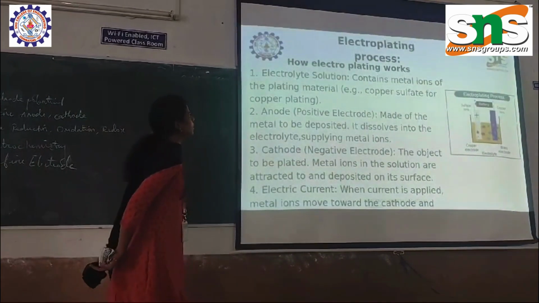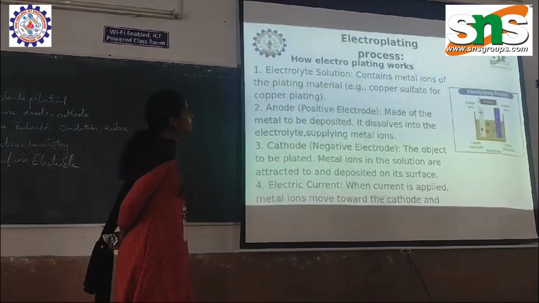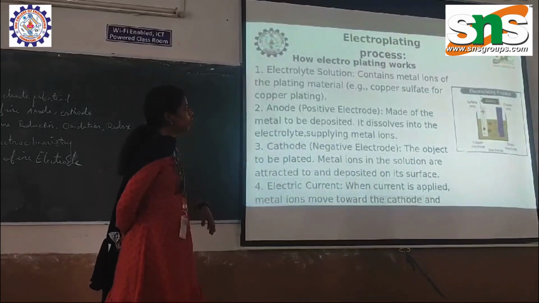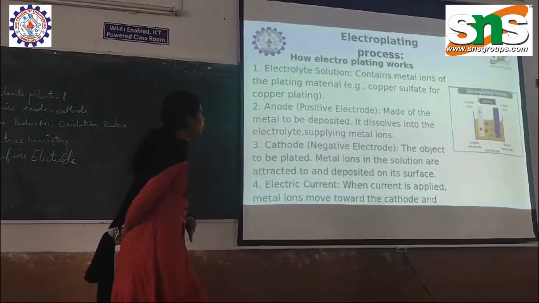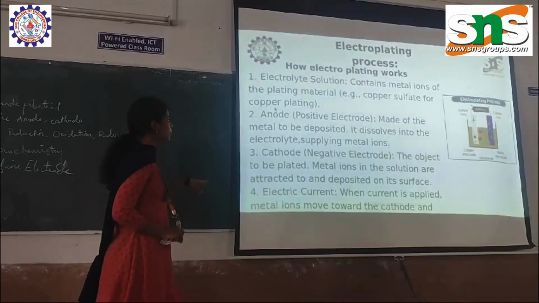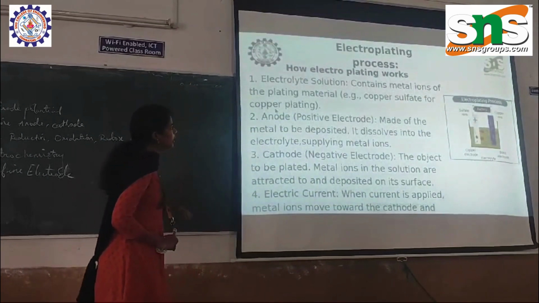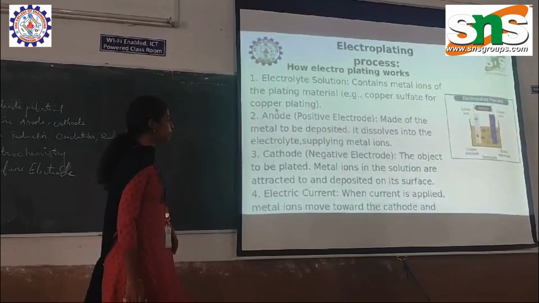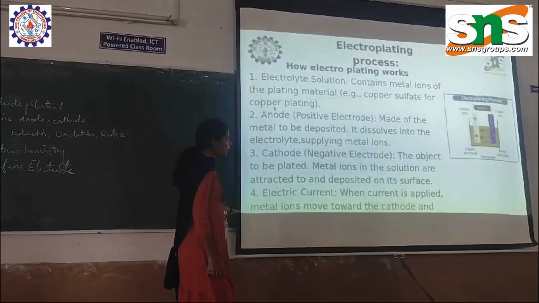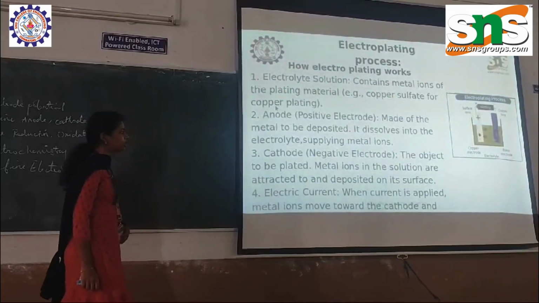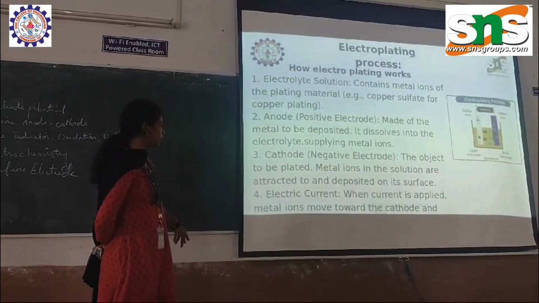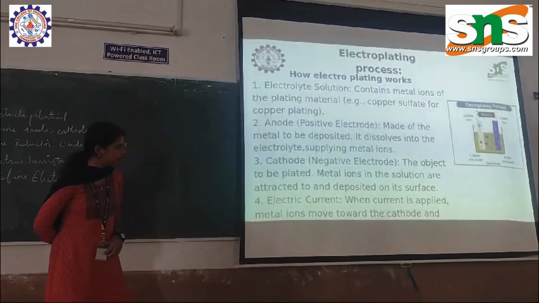How does electroplating work? The electrolyte solution contains metal ions of the plating material, for example copper sulfate for copper plating, and the positive electrode is made up of the metal to be deposited. It dissolves into the electrolyte, supplying metal ions. The cathode is the object to be plated; metal ions in the solution are attracted and deposited on its surface. When electric current is applied, metal ions move towards the cathode.